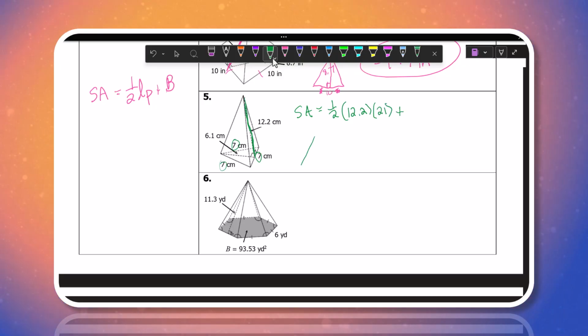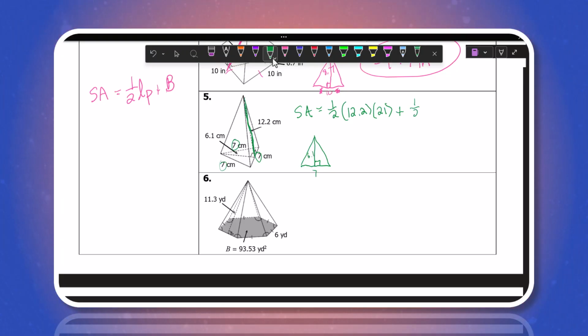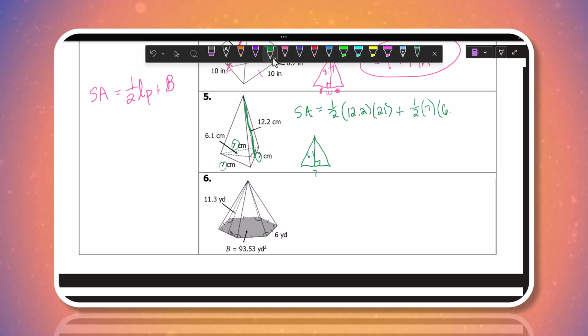Plus, and then we have another triangle, an equilateral triangle, as our base. We have that segment connecting the top of the triangle to one of the sides. That is our height, which in this case is 6.1. And our base then is 7. So it's 1/2 base times the height.